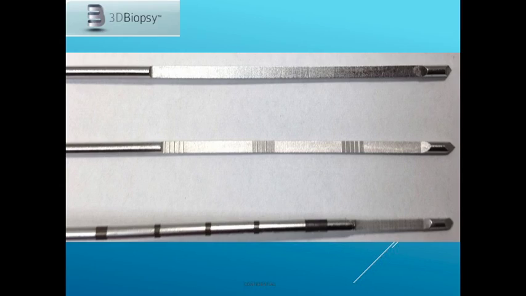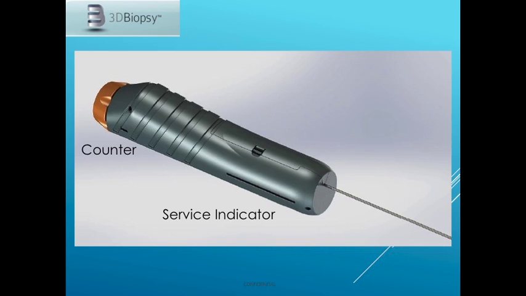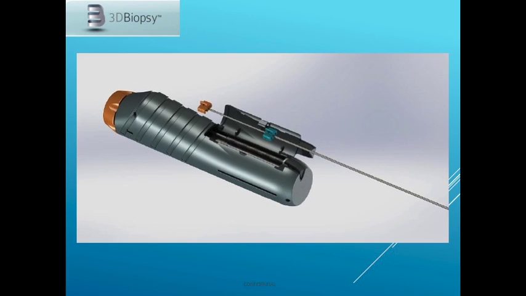The middle image here shows the final needle chosen for the 3D biopsy procedure. Notice the grooves which help hold the tissue. This is the 3D biopsy gun. The orange dial at the back adjusts the length of the shot between 2 and 6 centimeters. There is a service life indicator. The gun is a reusable device and the needles are disposable.